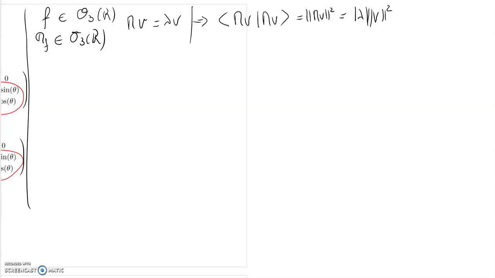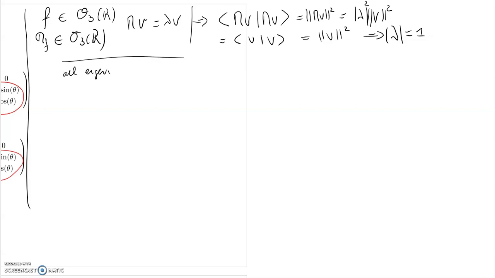That's for any eigenvalue, but we know that if we have an isometry, that should be equal to v scalar v, which is equal to the norm of v squared. So again, we get that the absolute value, or I will say modulus, of lambda squared is equal to 1. So, well, there should have been a square here. All right, so all eigenvalues, if I accept complex eigenvalues, have modulus 1.